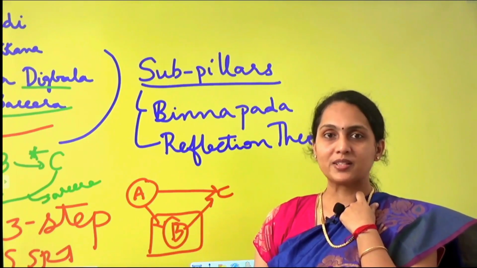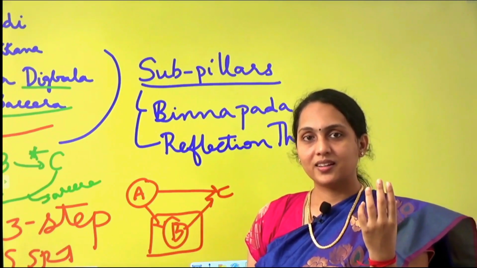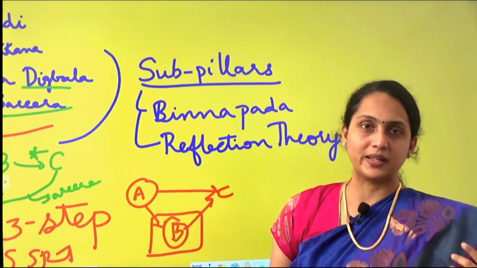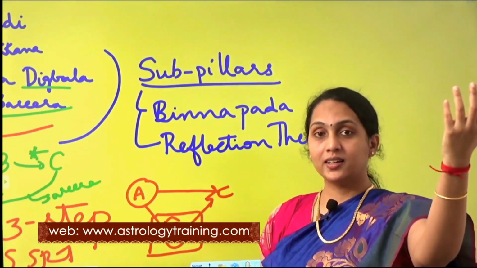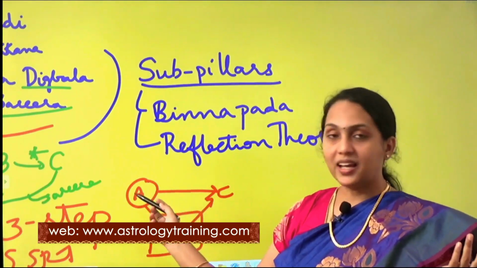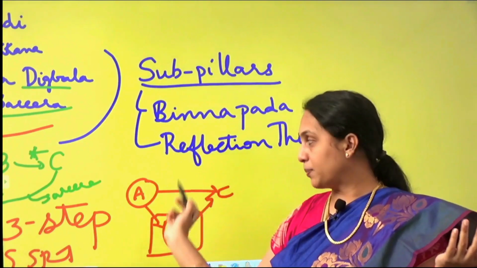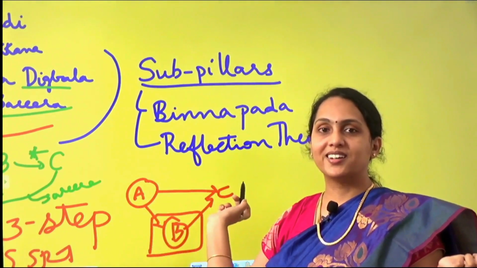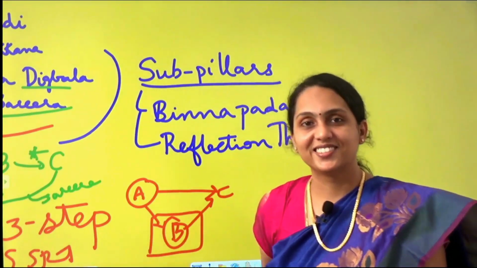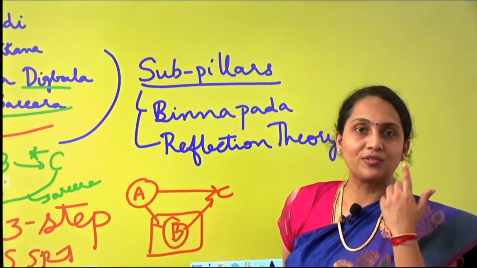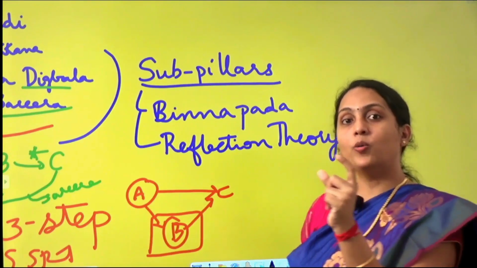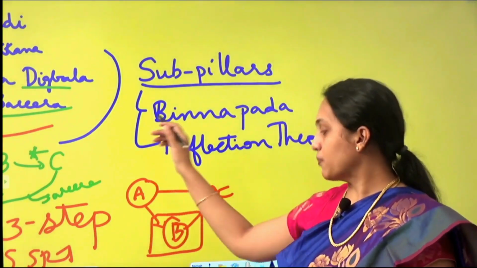Very beautiful concept. You all know about planet aspects: A aspects B, and you study the effect of A on B. But in reflection theory, if A aspects B, and B also aspects C, then B reflects the effect of A onto C. Such a great concept of reflection theory. He seeded that in a very beautiful manner. Then he has explained how both A and B effects are felt, and that is also a very important sub-pillar.